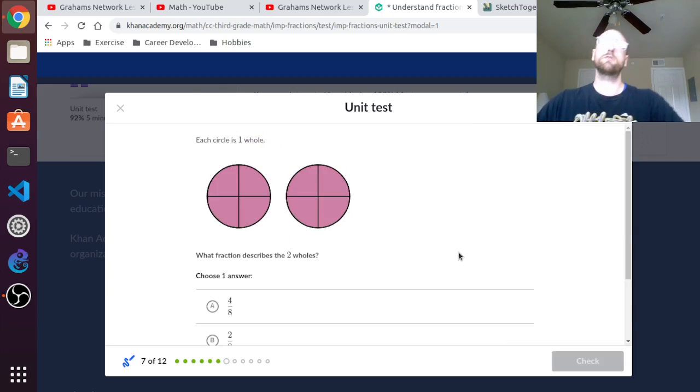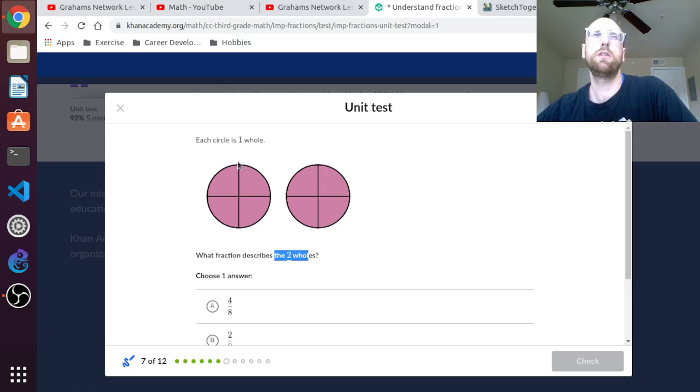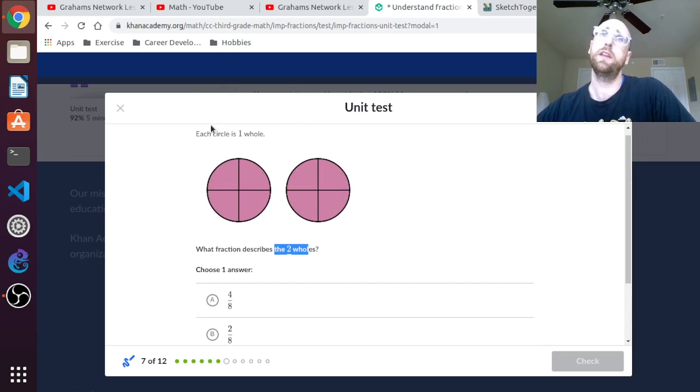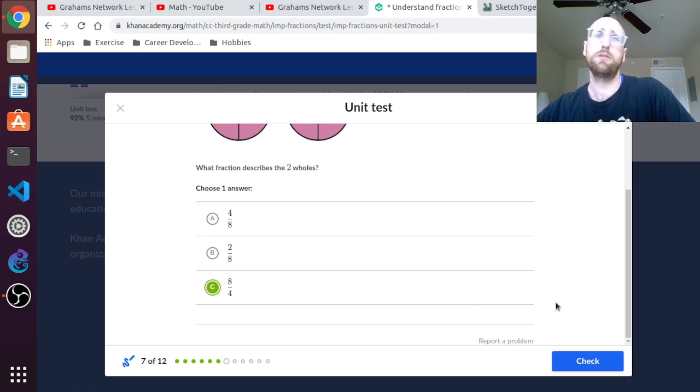Okay, so each circle is 1 whole. Which fraction describes the 2 wholes? So we've got 1 whole here divided into 4, so we've got to have a 4 on the bottom, and then we've got 8 shaded areas, so it's going to be 8/4.